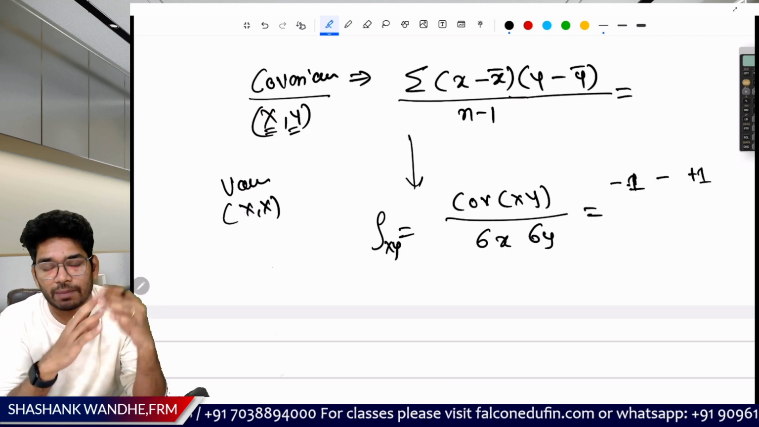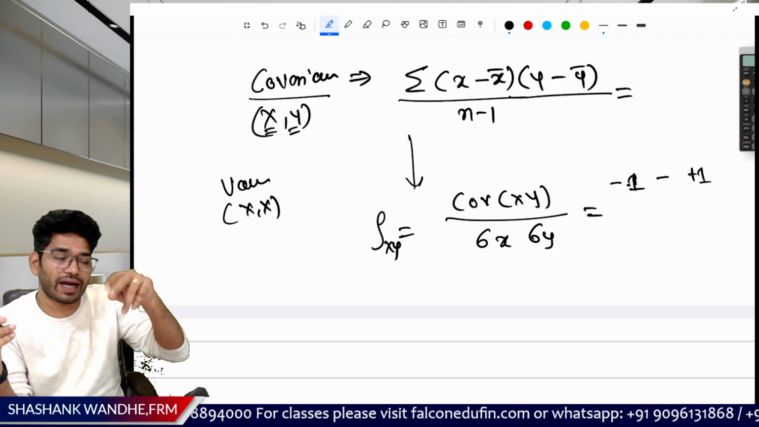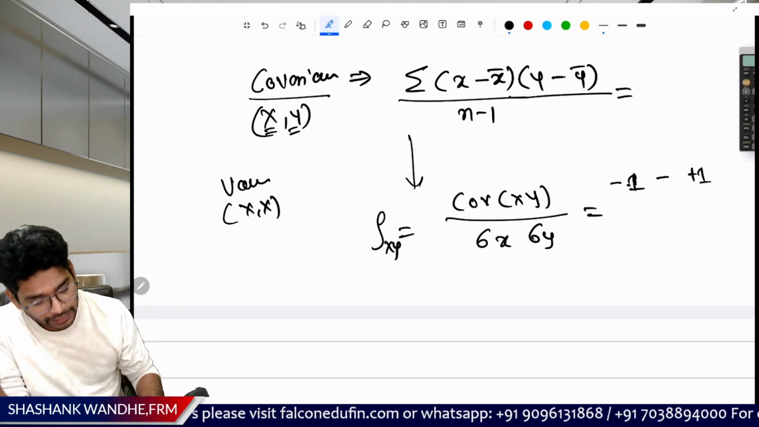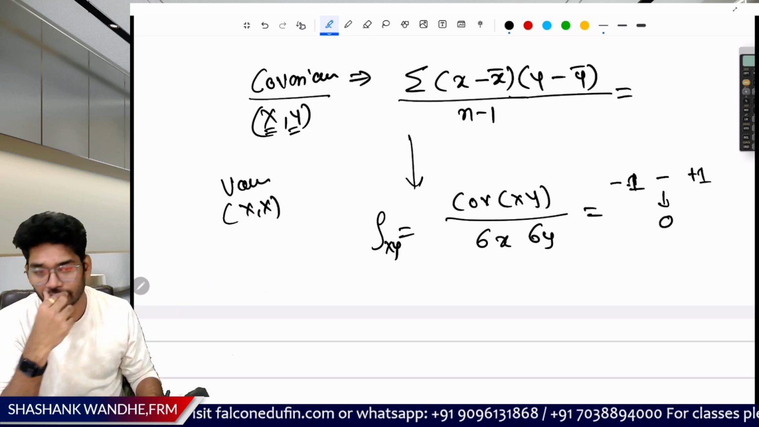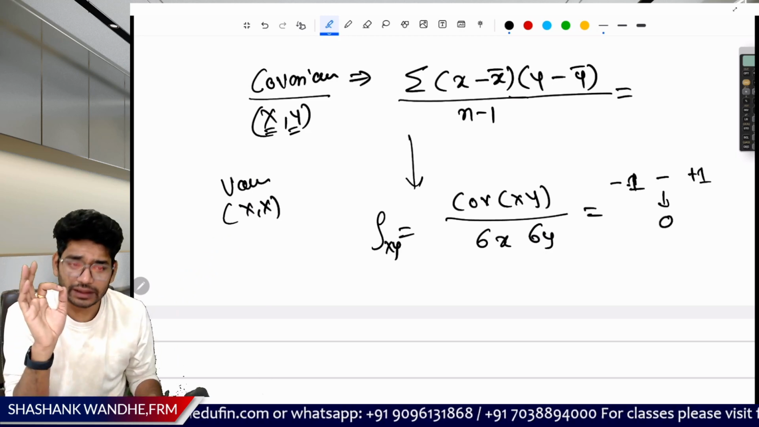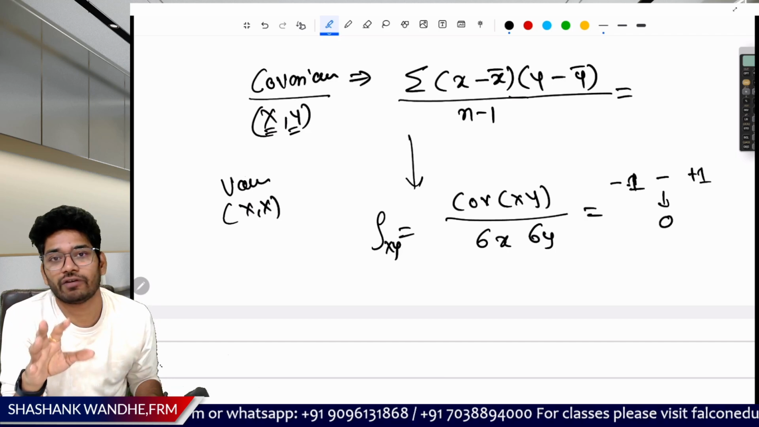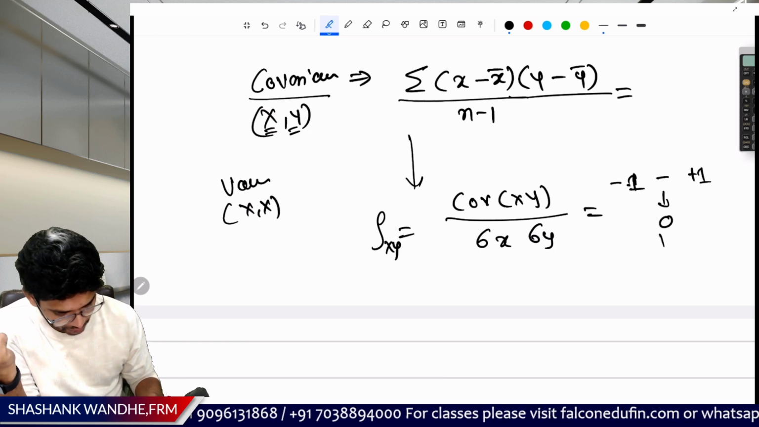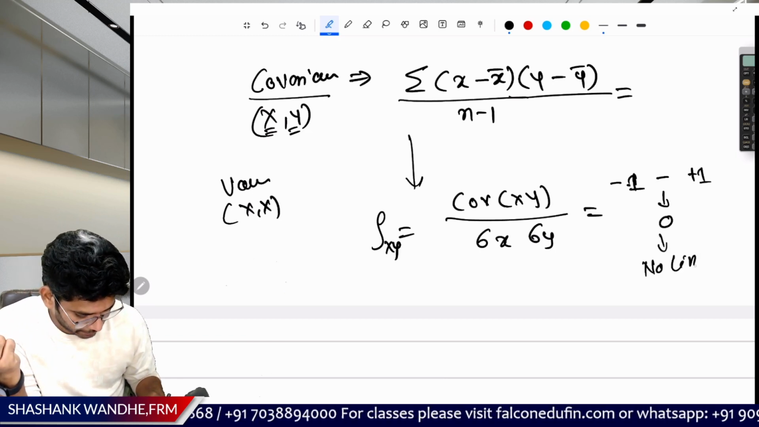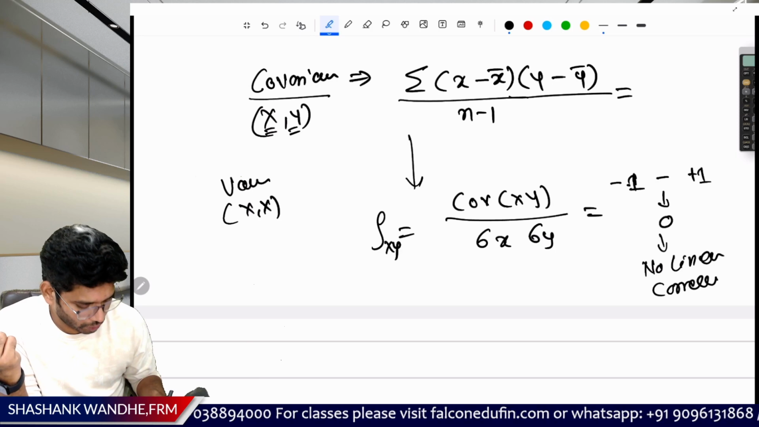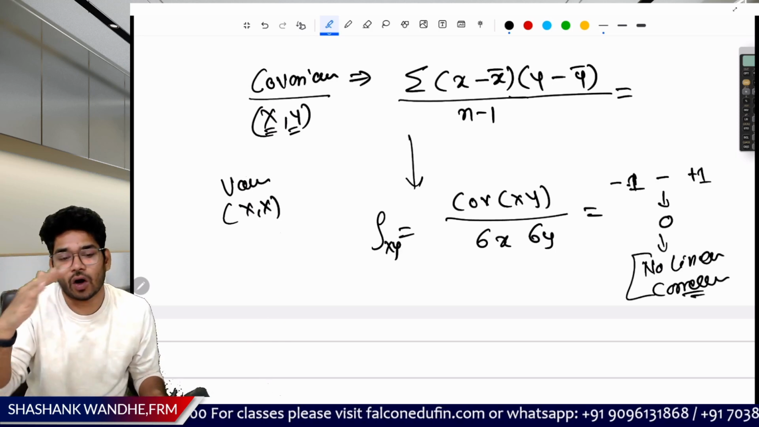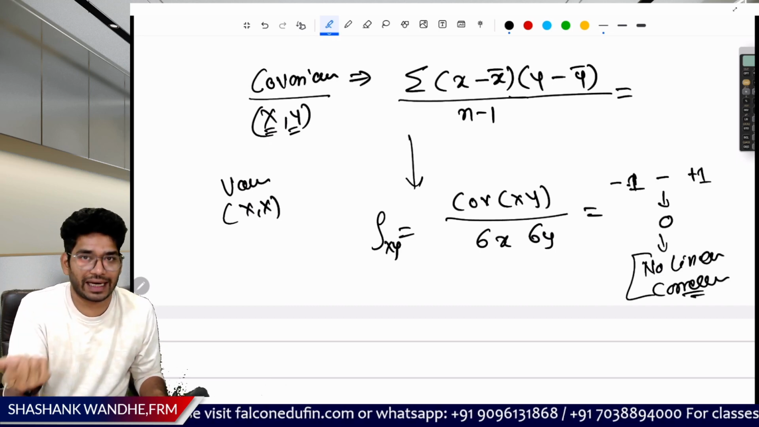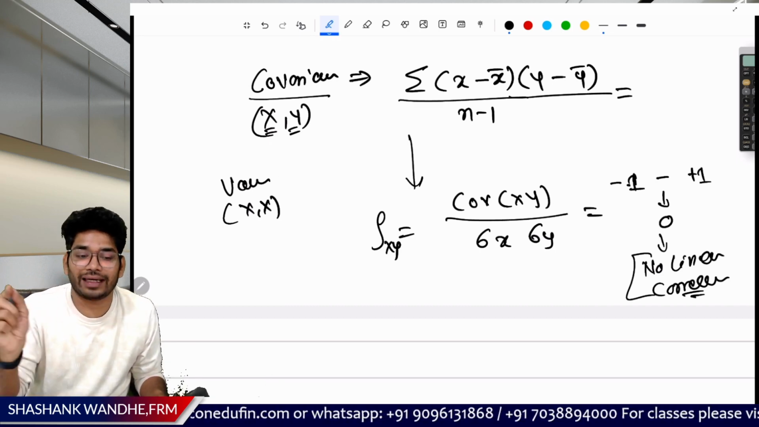Then +1 is the perfect positive correlation, means if x increases, y increases, if x decreases, y decreases. So both have the same movement. Okay, and then we can also have zero correlation. If the correlation is 0, then we will say there is no correlation between x and y, but the better term is no linear correlation. There may be a non-linear relationship, but a linear correlation is not present between x and y.